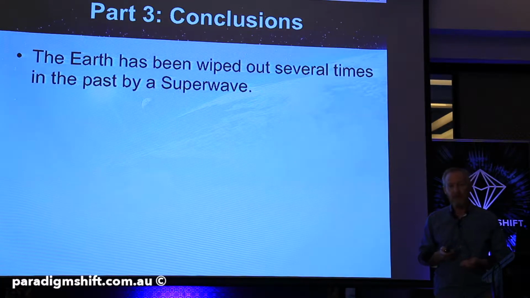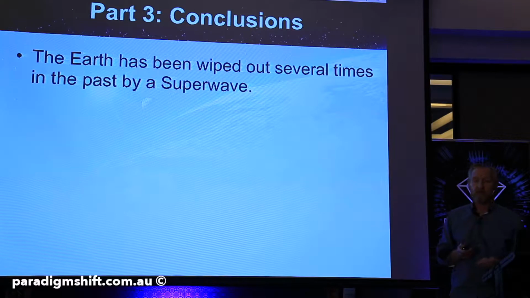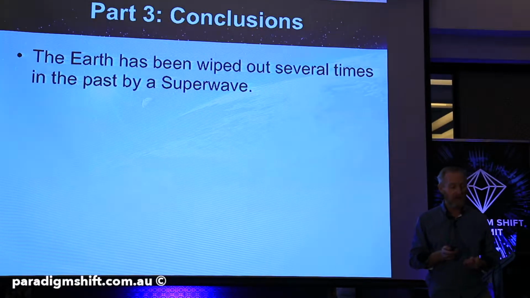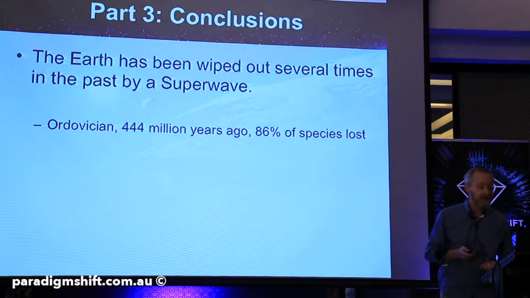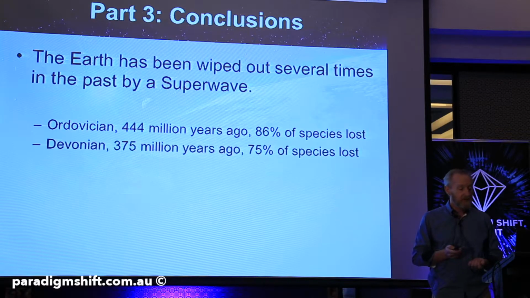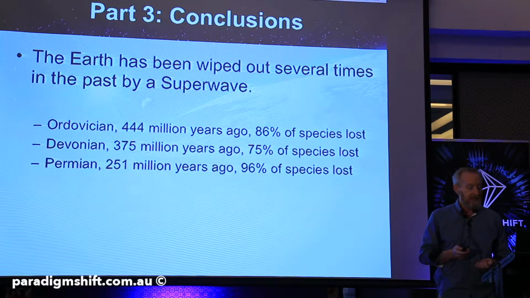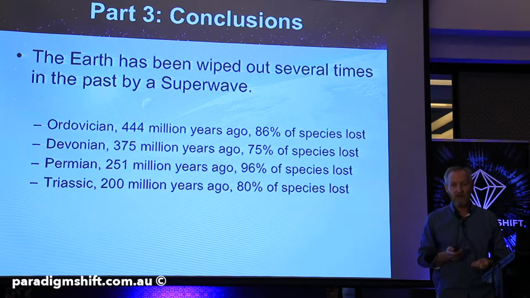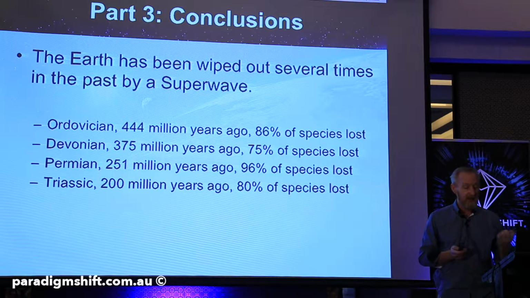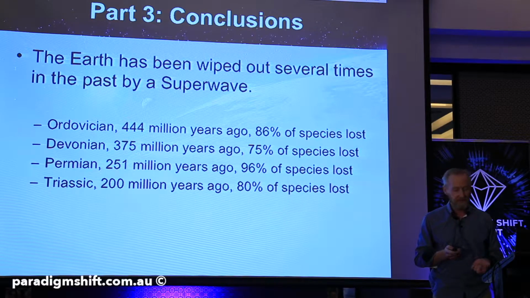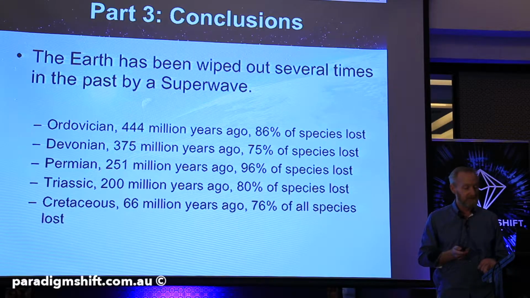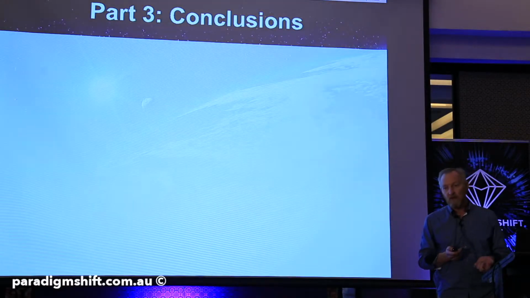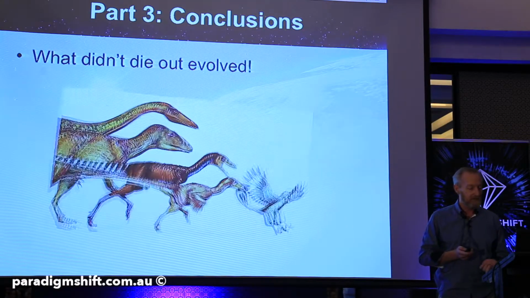But we do know that the Earth has been wiped out several times in the past by these supergalactic waves. And we've got archaeological evidence for that. I won't go through all these, but just to give you an idea, this is how many times in the past that science knows the Earth has lost 86%, 75%, 96%, 80% of all life. Wiped out. They don't know why, but this is why.